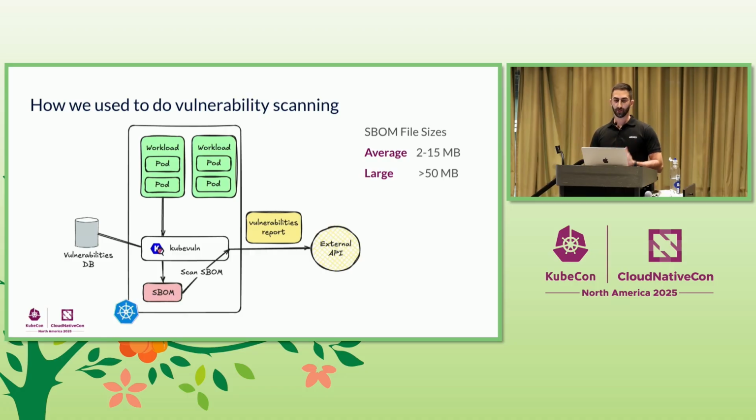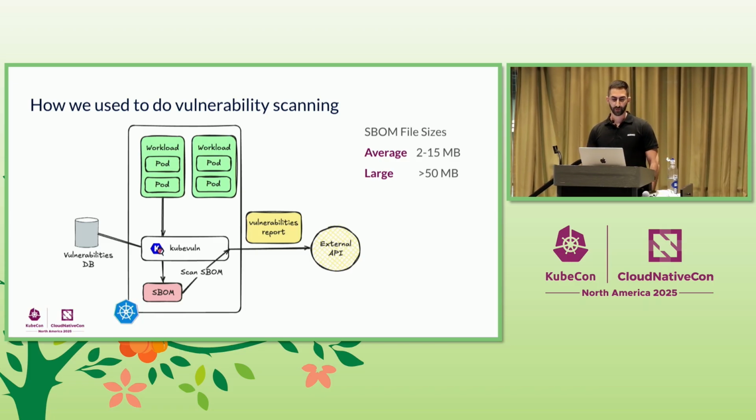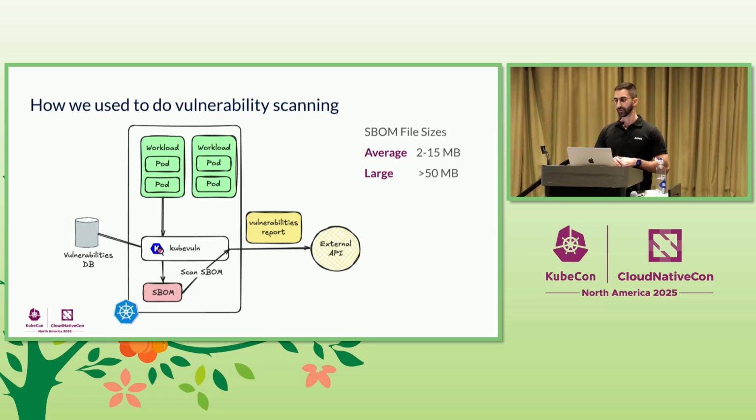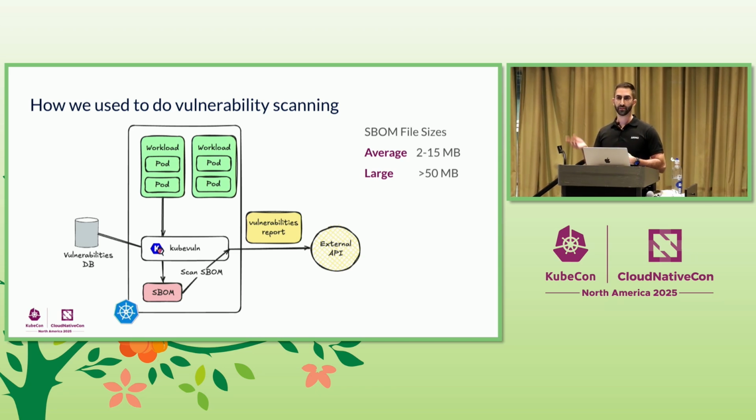So if I look at the vulnerability scanning flow, in order to create a vulnerability report, first you have to generate an SBOM. An SBOM is a list of all the components that make up a container image, and it can be quite large. Once you've generated an SBOM, it passes through the vulnerability scanner, and then it gets sent to some external API. This is how we used to work back at the beginning of Kubescape.